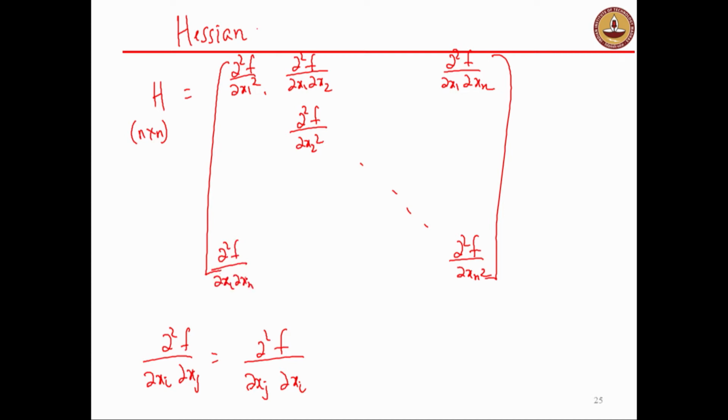I am writing it in the symmetric form over here. So the entries along the diagonal are the second partials with respect to each of these individual variables, and the others are all mixed partials. So this is a symmetric matrix.